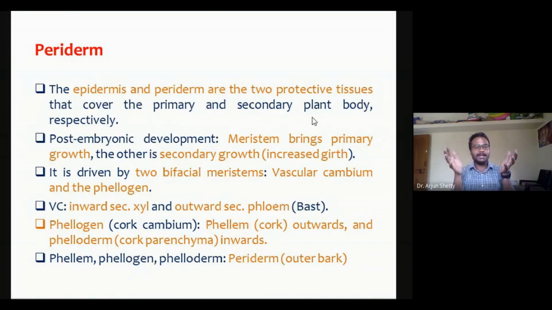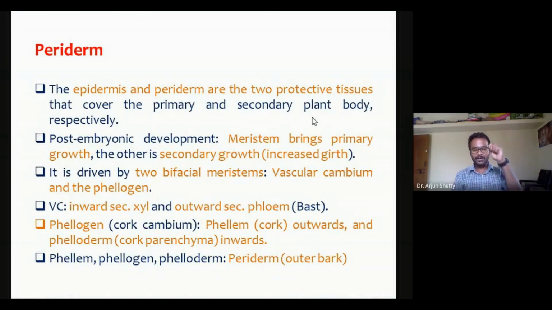So such increase in the primary structure of the plant body is made by primary growth, I mean the meristem cells, whereas secondary growth will be governed by the secondary structures of the plant body. It may be the vascular cambium, it may be the cork cambium. Now when the plant reaches the secondary growth stage, we are going to see two bifacial meristems. One is the vascular cambium, another one is the phellogen.